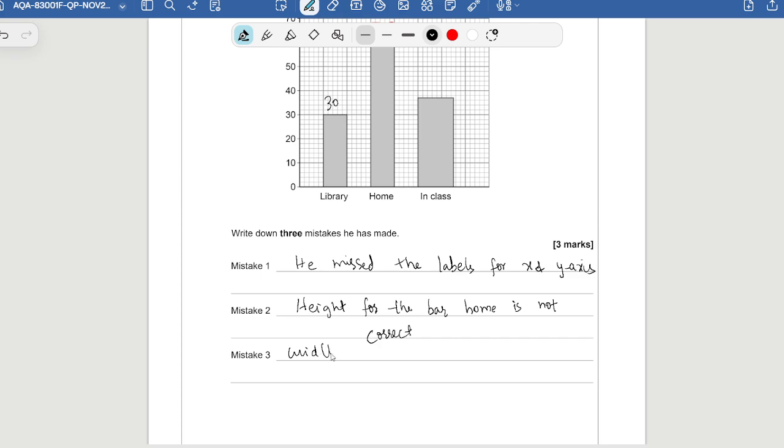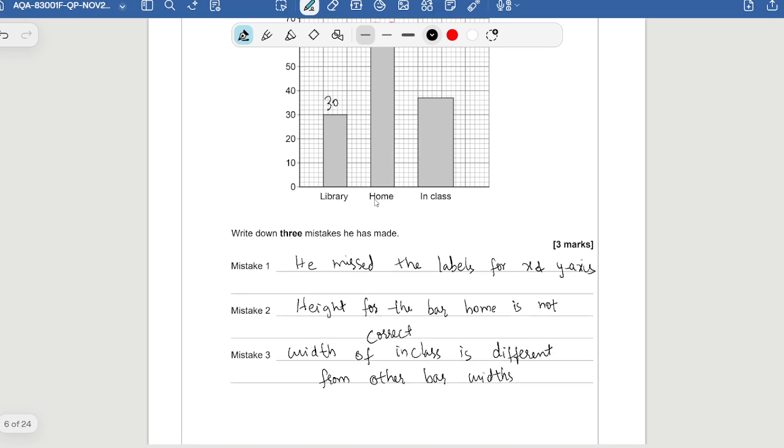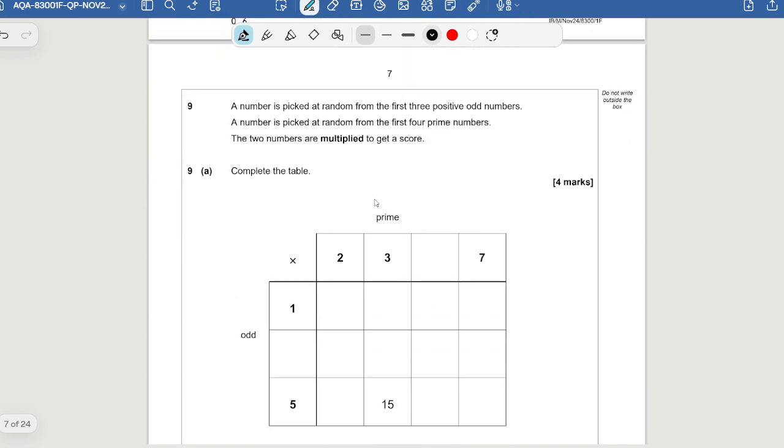The third mistake is that the width of the bar for in class is different from the other bar widths. So this width is not the same as the width of the others. So this looks much thicker than these. So in a bar chart, we need to make sure that all the bars have the same width.